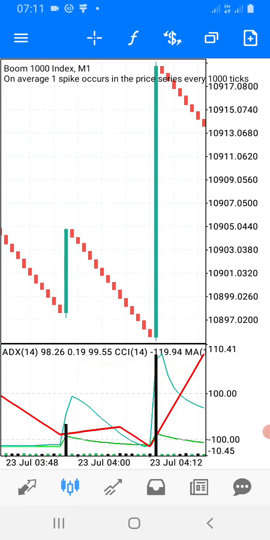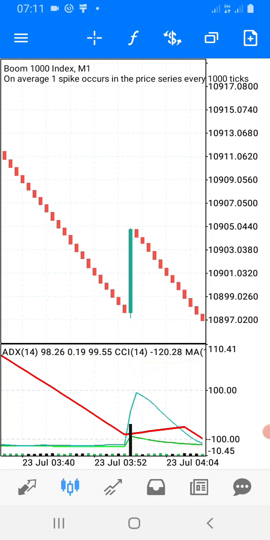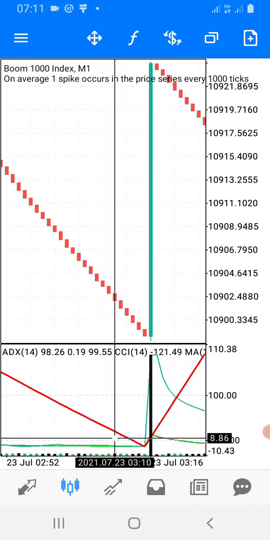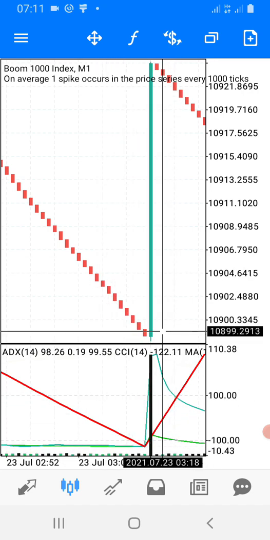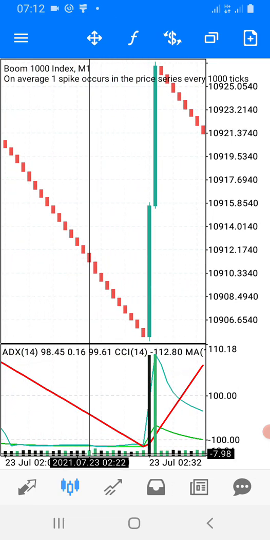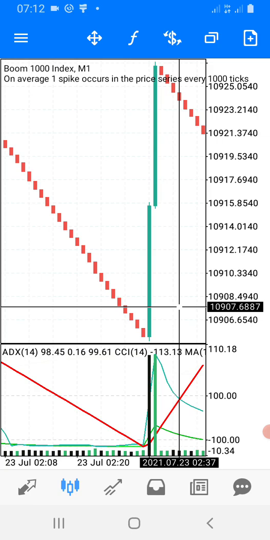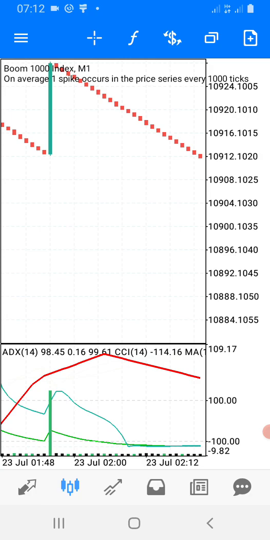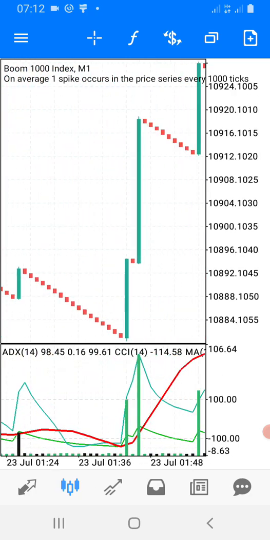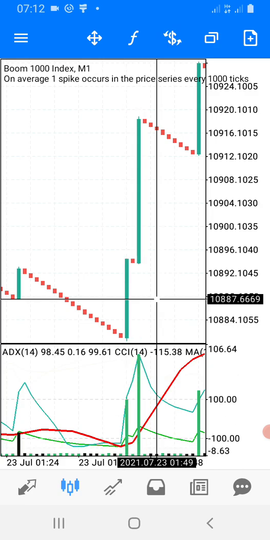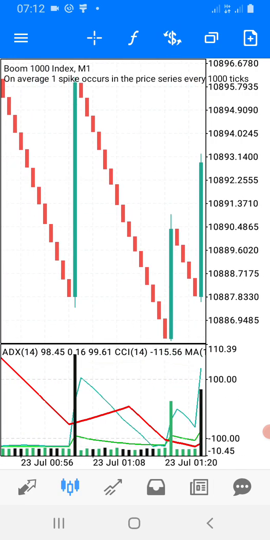It works for boom 1000, crash 1000, boom 500, and crash 500. Guys, the strategy is powerful. Look, it crosses below, then it spikes. It crosses below, then it spikes. You get a black candle, you expect another spike, it spikes. You can see the strategy is powerful. It crosses below at the oversold level, it spikes.